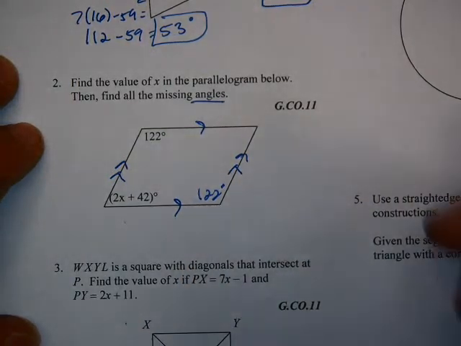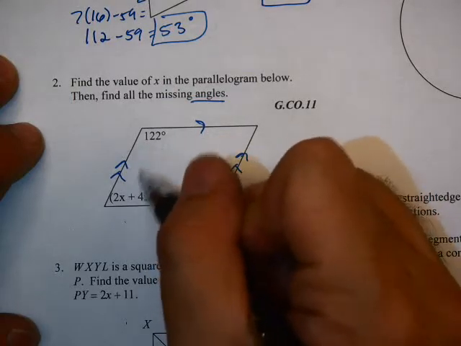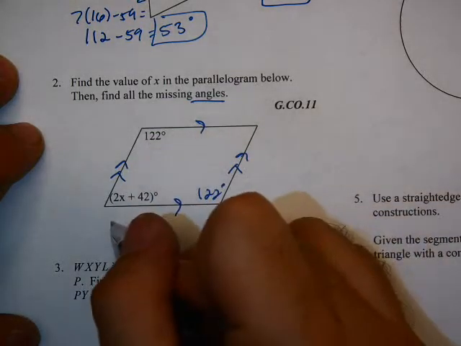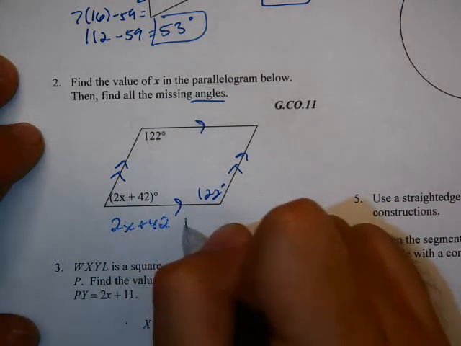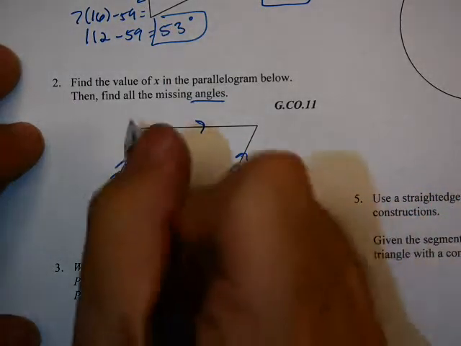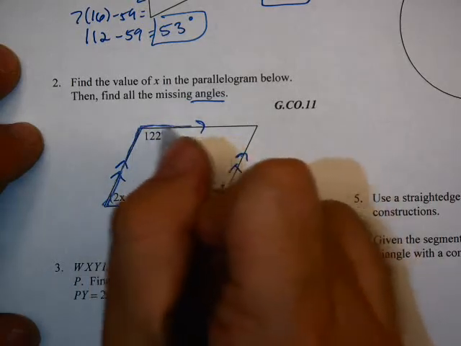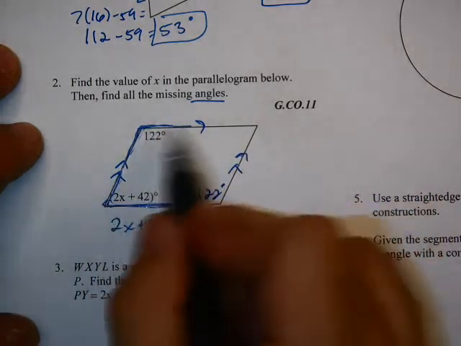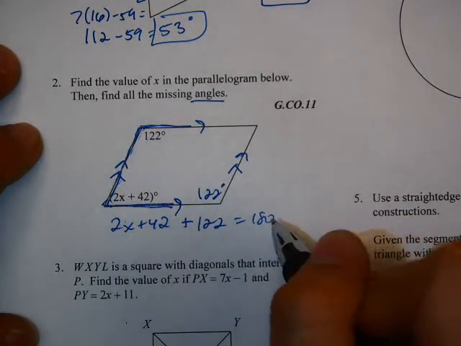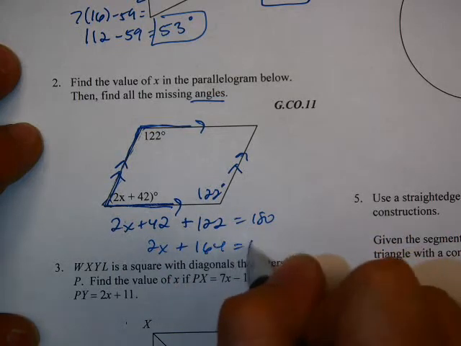The other property that we know with these parallelograms is that the consecutive angles, in other words, any two angles that are not opposite from one another, are supplementary. In other words, 2x plus 42 plus this consecutive angle, 122. Now if you remember from parallel line patterns, the C pattern, this is the same thing as same side interior angles. Because you have parallel lines, there's your interior angles. That equals 180. 2x, I'm going to combine these, I get 164 equals 180.